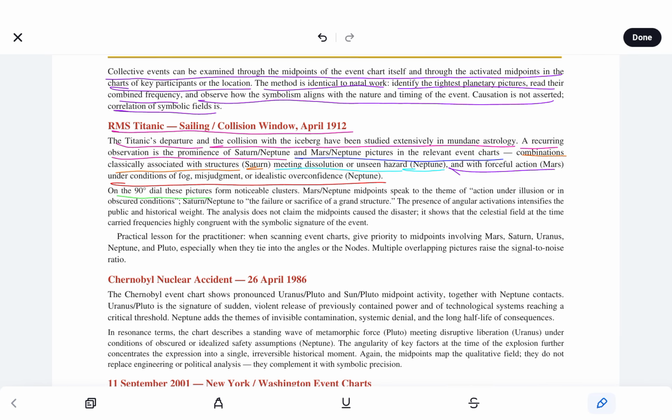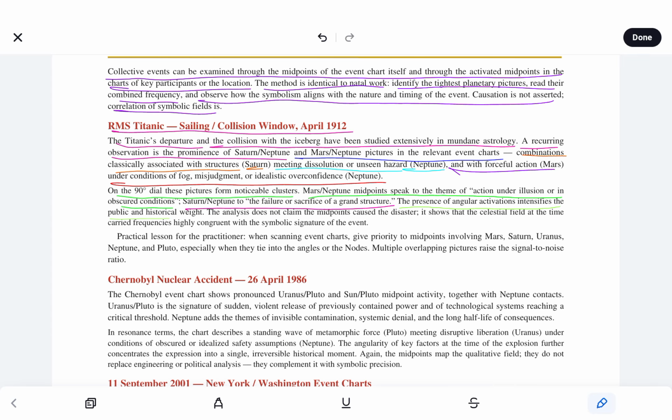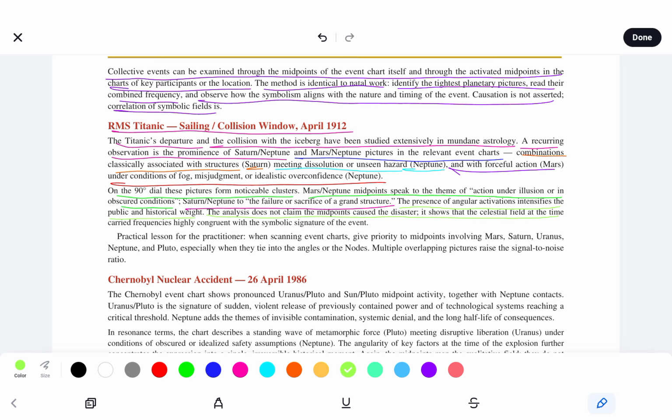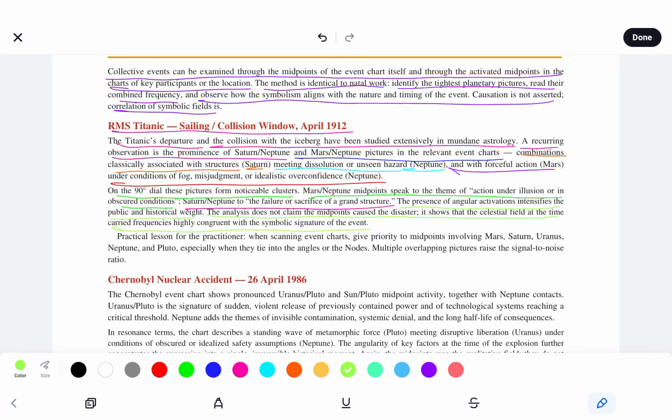On the 90-degree dial, these pictures form noticeable clusters. Mars-Neptune midpoints speak to the theme of action under illusion or in obscure conditions. Saturn-Neptune speaks to the failure or sacrifice of a grand structure. The presence of angular activations intensifies the public and historical weight. The analysis does not claim the midpoints caused the disaster, but it shows that the celestial field at the time carried frequencies highly congruent with the symbolic signature of the event.